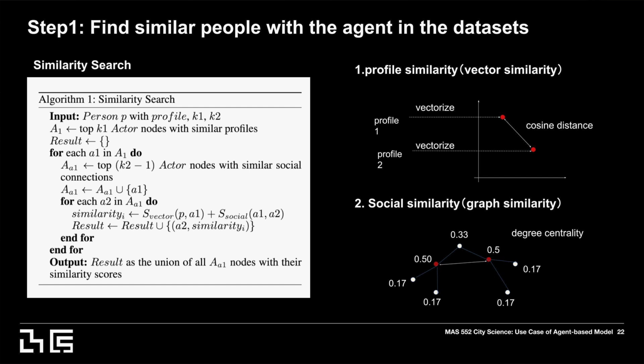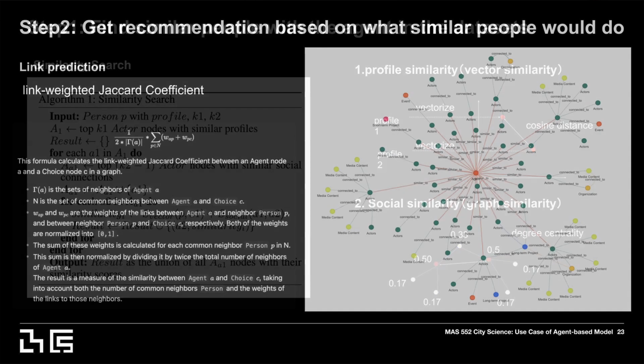The first step, as I said, we have already built the dataset of our community, and the first step is to find similar people to the agents in the dataset. We have two kinds of similarity search functions. The first is the profile similarity, and the second is the social similarity, which is calculated by graph structure, meaning the position of agents in this community graph.